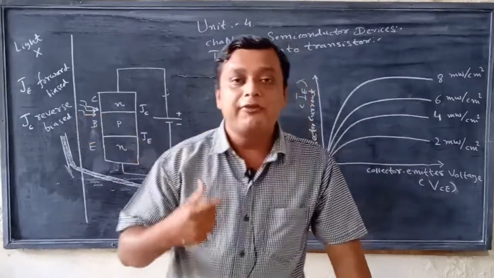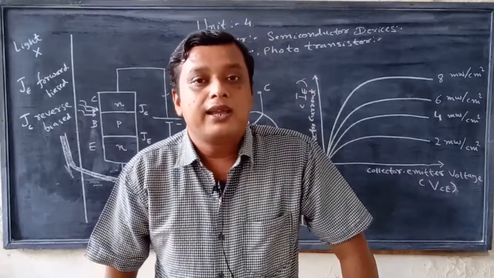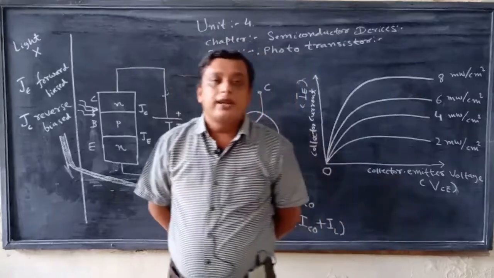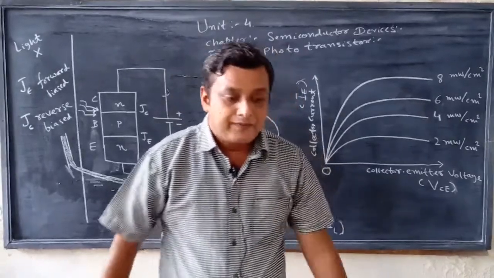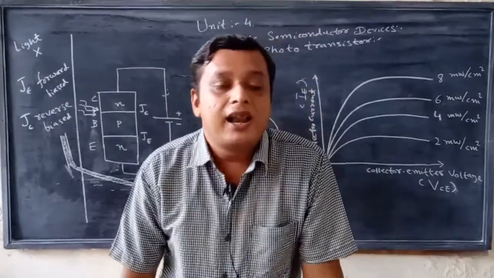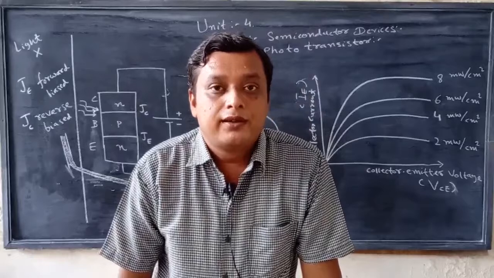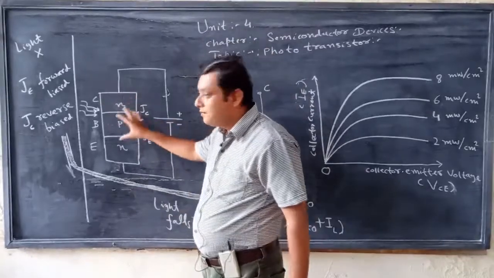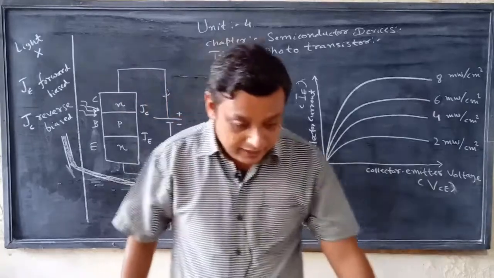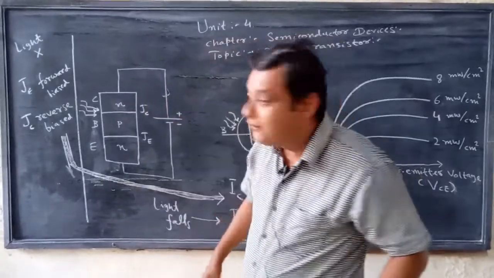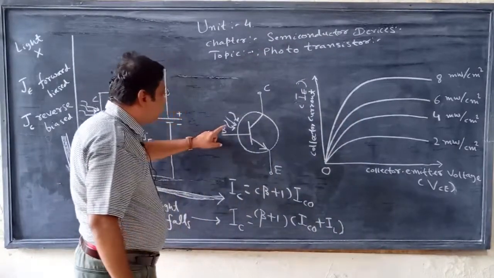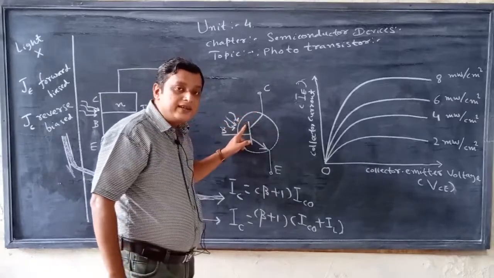Actually, the photoelectric effect was first explained by Albert Einstein, and by explaining this photoelectric effect, Albert Einstein got a Nobel Prize. So there is a similarity between the photoelectric effect and the working of the phototransistor. Another thing is that we know that at the base collector junction light energy is falling.